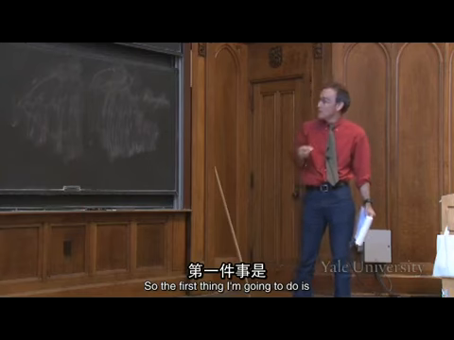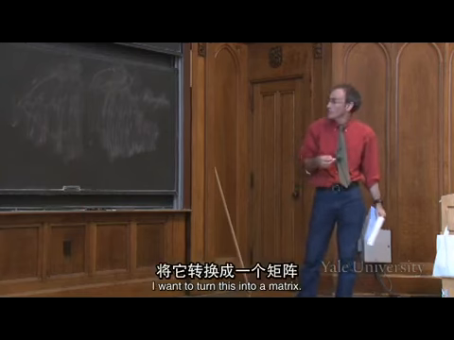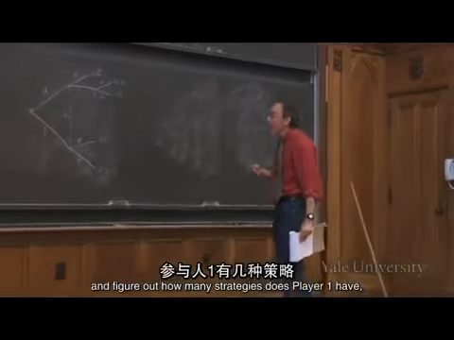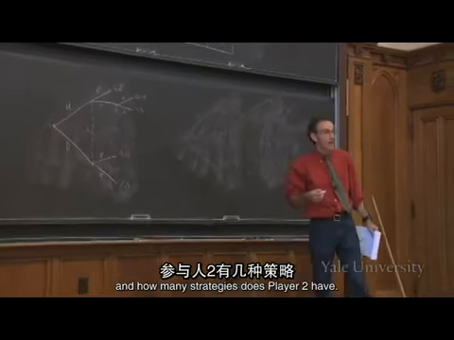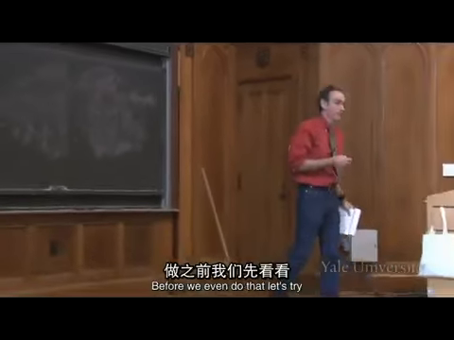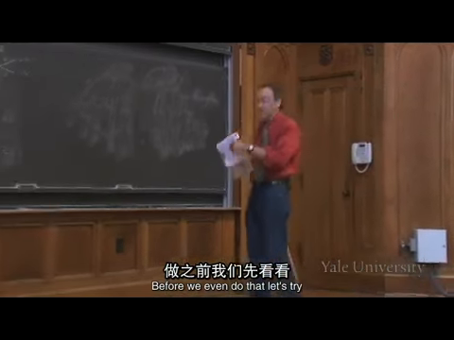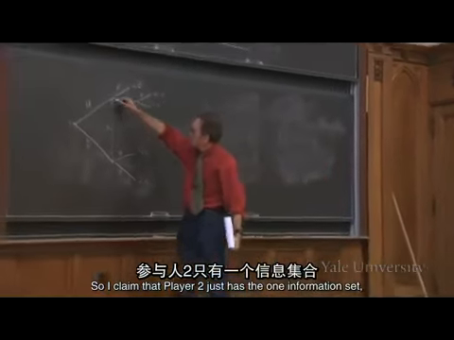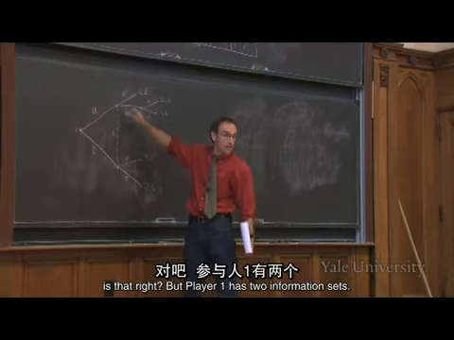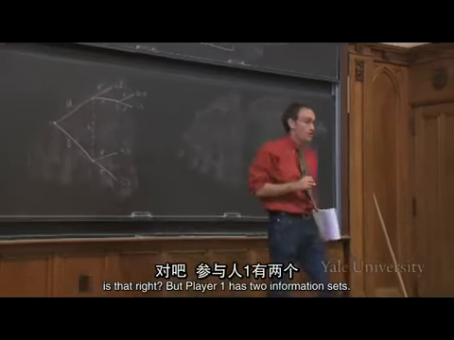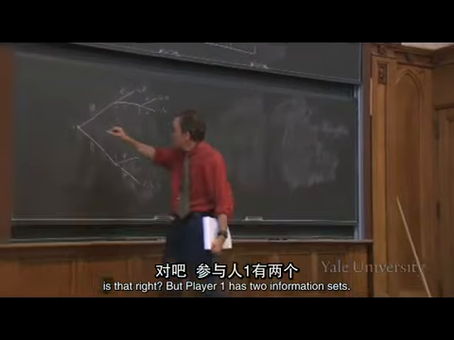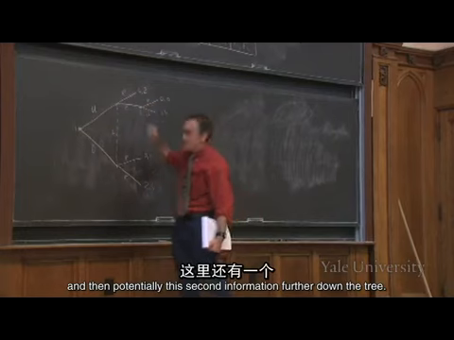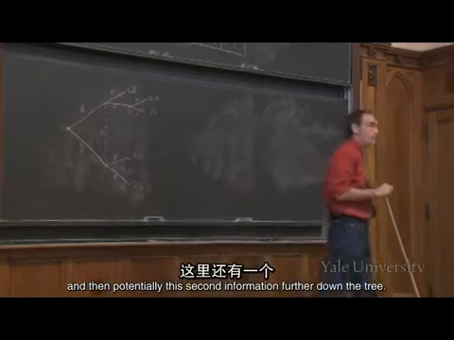So the first thing I'm going to do is I want to turn this into a matrix. And the first thing to do on that route is to try and figure out how many strategies does player 1 have and how many strategies does player 2 have. And before we even do that, let's try and figure out how many information sets they have. I claim that player 2 just has the 1 information set. Is that right? Player 2 just has the 1 information set, but player 1 has 2 information sets.